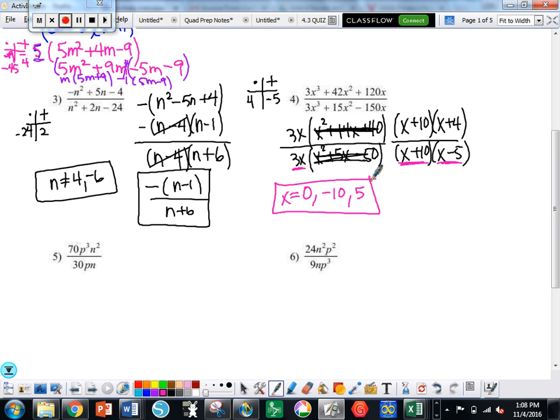Part of our answer. You will be asked to write excluded values on every single part of the test, with the exception of the story problem. But when you add even, we're asking for excluded values. The 3x's will cancel, that's nice. The x plus 10's will cancel, so we are left with x plus 4 over x minus 5.